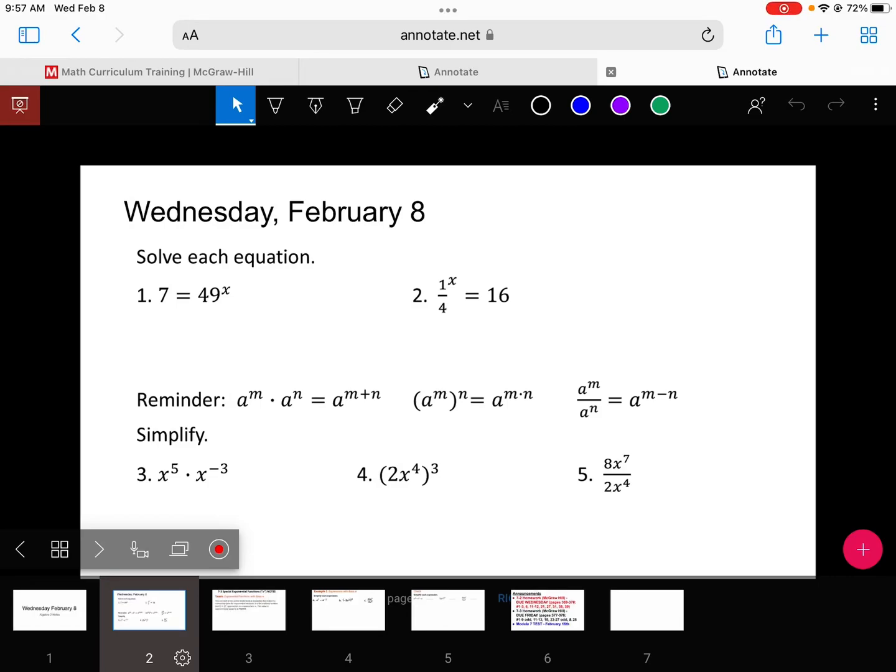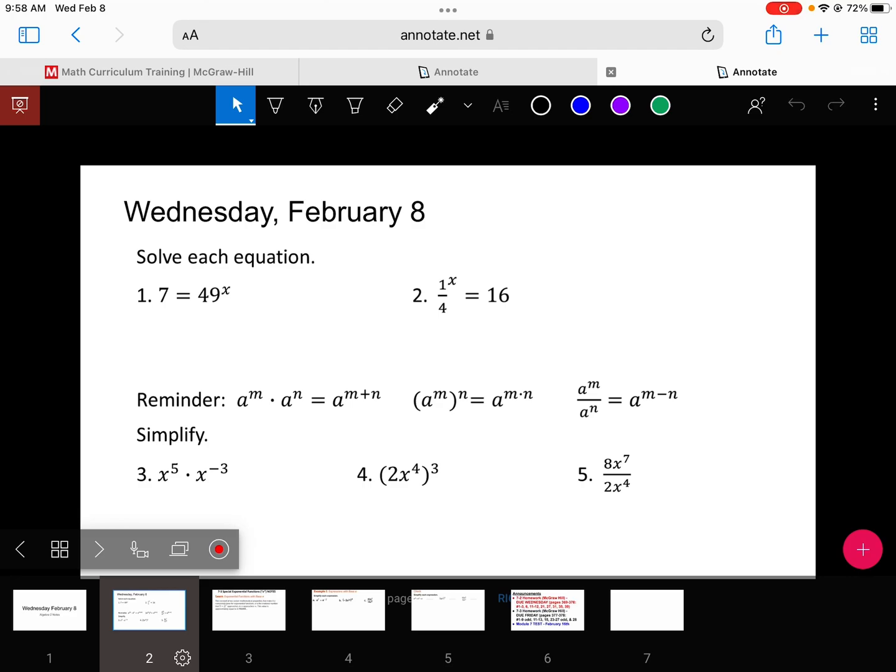All right. Let's see what we can do with this bell work. Number 1 says to solve the equation. What do you notice about this equation? What type of equation is it? What do you notice about it?